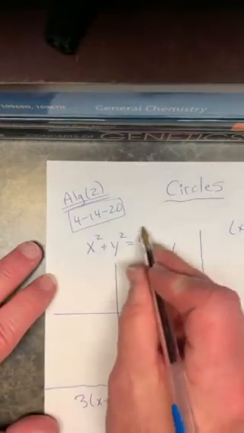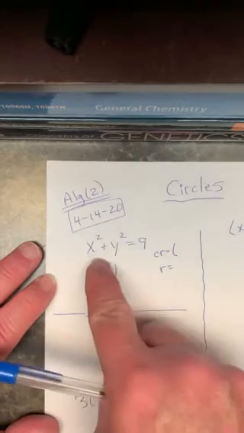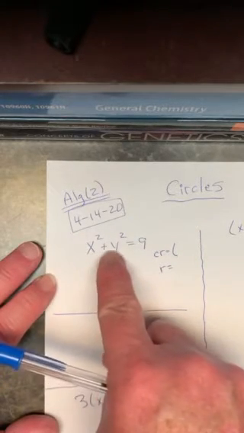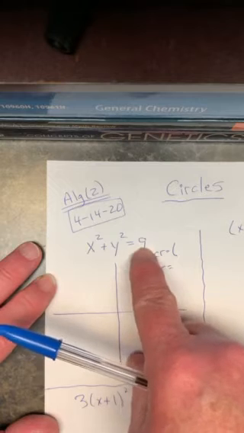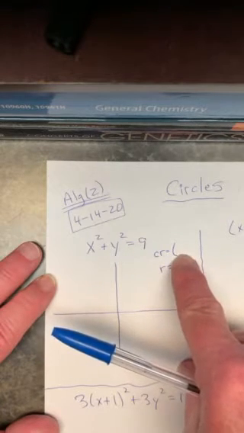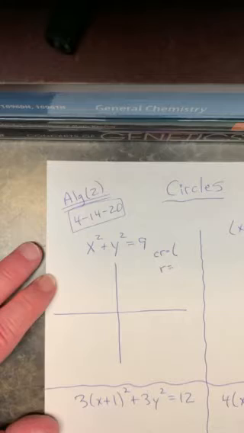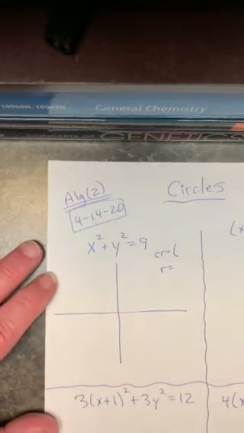When I look at any circle, again, a circle is x squared plus y squared equals r squared. I need to know where is its center and how big is the radius. Okay, first of all, the center. Good news.